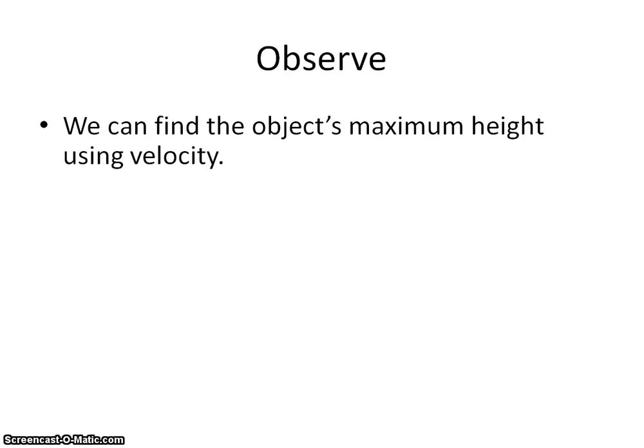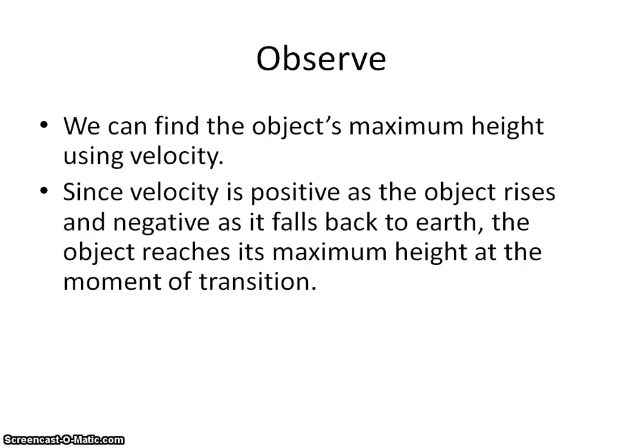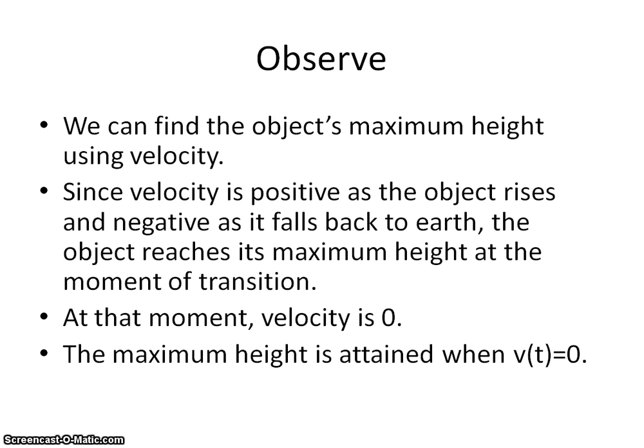So we can find the object's maximum height by using velocity. If velocity is positive, then the object is rising or it's going up. And when the object's velocity is negative, it's going down. So if you have a velocity that's going from positive to negative, somewhere in between there was the object's maximum height. And at that moment, the velocity is 0 or has a horizontal tangent line. So the maximum height is attained when the velocity equals 0.